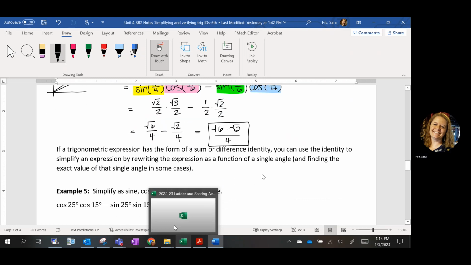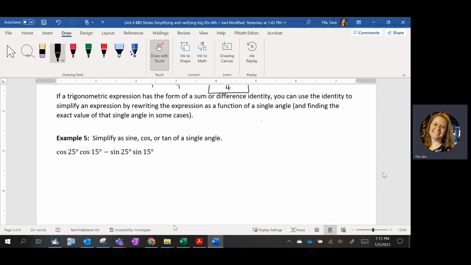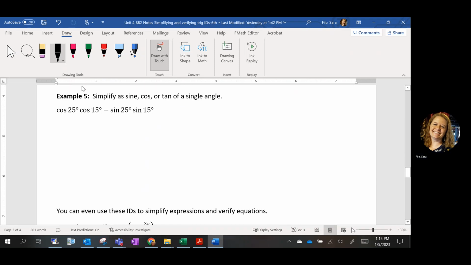Okay. Another instance is working in reverse of that, which is actually easier. Going in reverse, it's already in the expanded form, so we just need to recognize what identity this is. Is this a sine, cosine, or tangent sum or difference? Because notice the cosines are paired together and the sines are paired together.